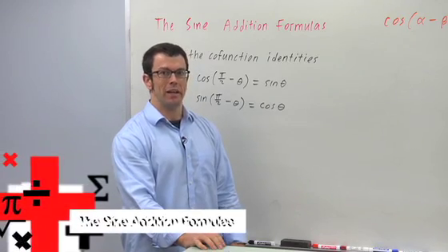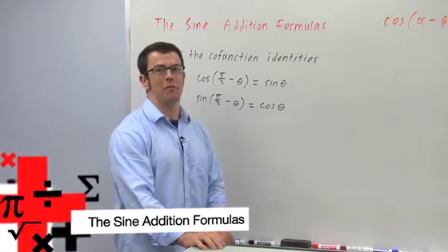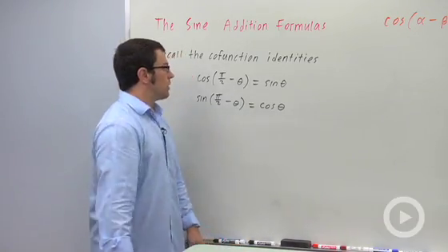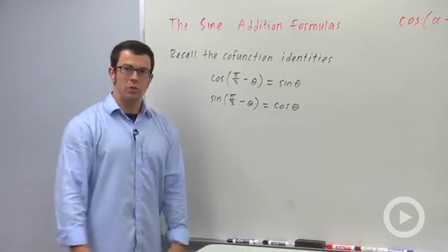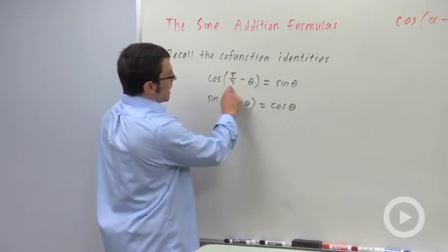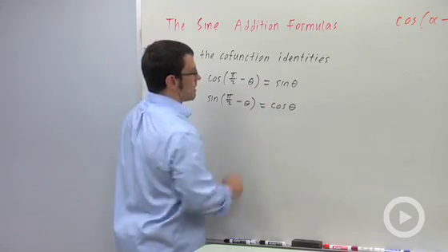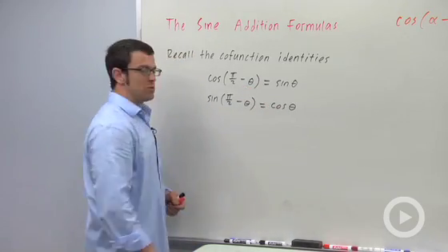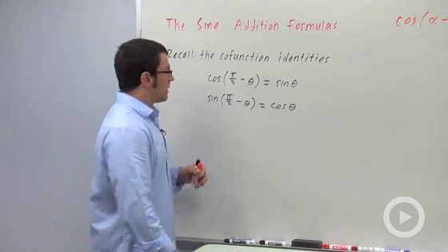I want to develop a formula for the sine of the sum of two angles. In order to do that, I'm going to need to recall two identities, the cofunction identities. Remember that cosine of pi over 2 minus theta equals sine of theta, and the sine of pi over 2 minus theta equals cosine theta.